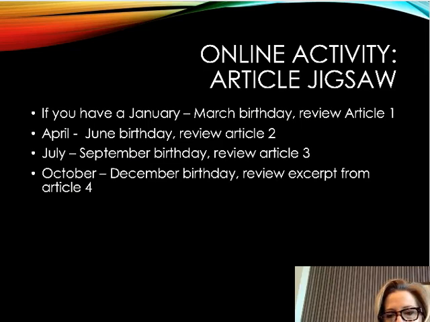With that said, one of the activities this week is an online article jigsaw. So there's a PDF that has a packet, so you have all of the articles that are assigned. And then I just ask you to identify based on your birthday month where you fall in the examples above. If you have a January through March birthday, you'll read Article 1. If you're April through June, you'll read Article 2. If you're July through September, Article 3. And October through December, review the excerpt from Article 4.